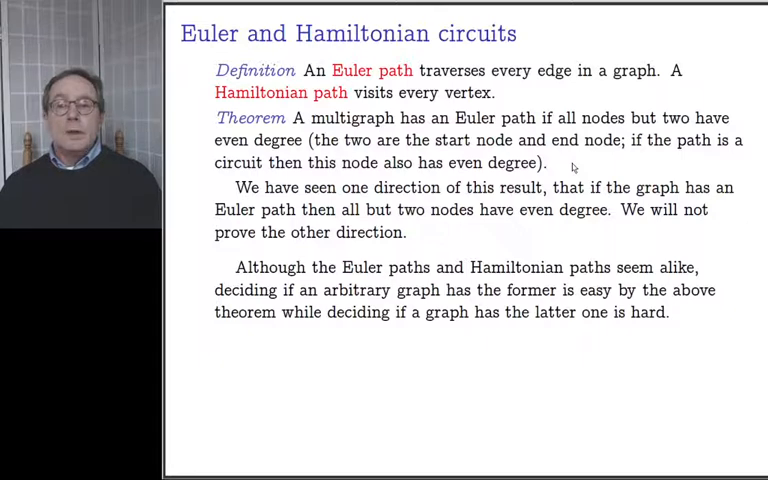Now, although Euler path and Hamiltonian path may seem similar, deciding if an arbitrary graph has an Euler path is easy. We just did that. Deciding if an arbitrary graph has a Hamiltonian path is, as far as we know, very, very hard. So it's funny. Visiting every edge is easy. Visiting every vertex is very, very hard, as near as we can tell.